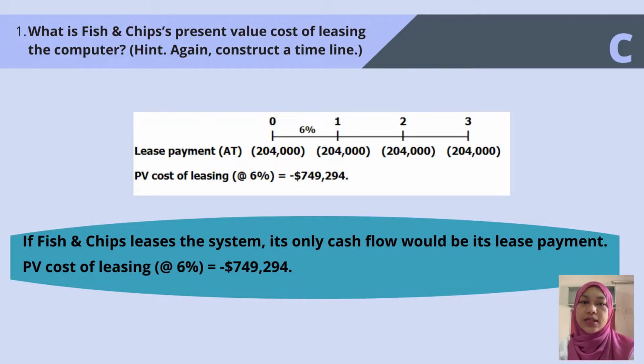So we will obtain the cash flow after deducting the lease payment and the tax saving, which will be $204,000. To obtain the PV, we have to use a calculator, by inserting our interest per year 6%, payment $204,000, FV 0, periods 4, and compounding annually at the beginning. So the answer will be $749,294.